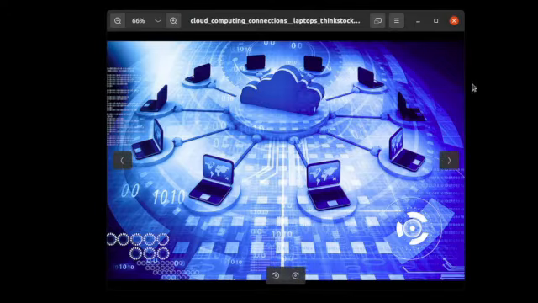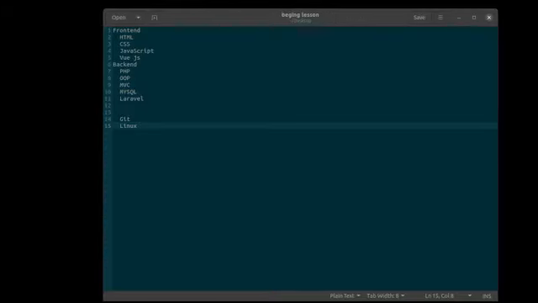And an IP address is something like this one. Let me show you. 192.168.1.1. Okay, so this is an example of an IP address.